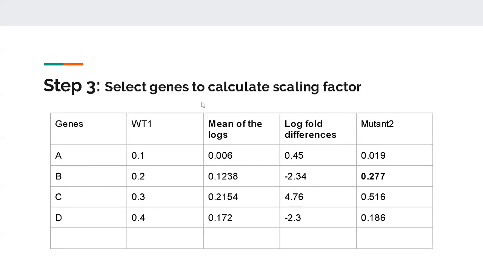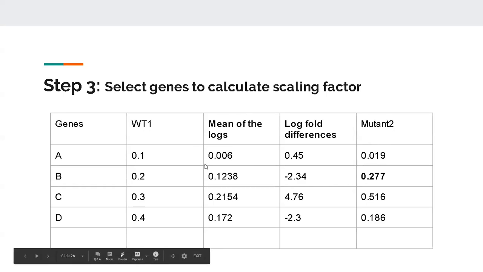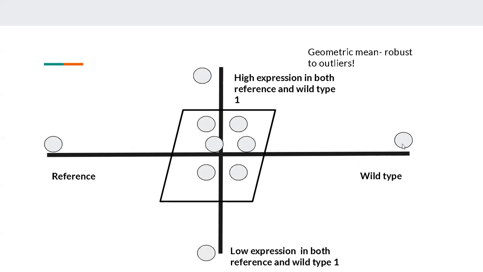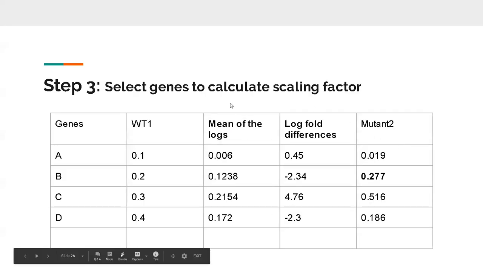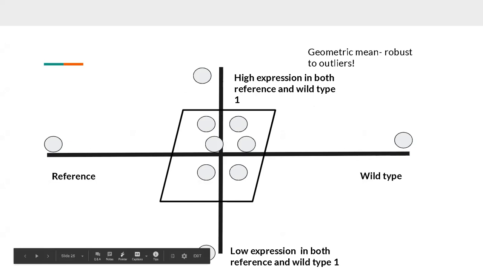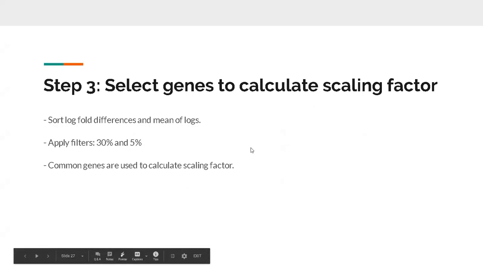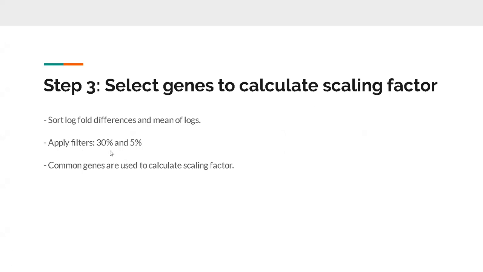So then finally it will calculate these 2 columns. Remember, we are still talking about this pair of wild type 1 and mutant 2. It would calculate the log fold differences, which will take care of the horizontal extremes, and it will calculate the mean of the logs, which will take care of the vertical extremes. And after calculating these, it will then sort these. So you sort this column and you sort this column, and then you apply the filters of 30% and 5%.